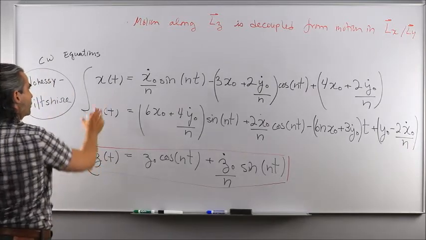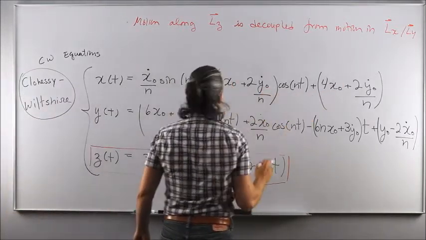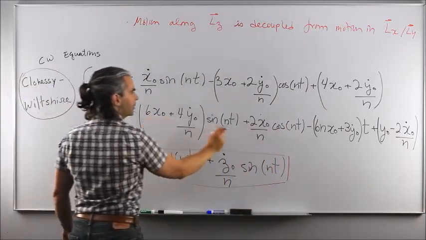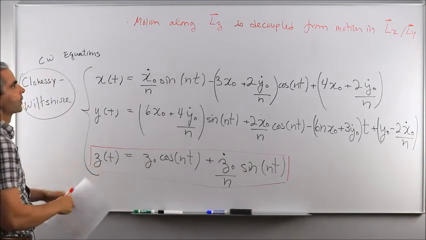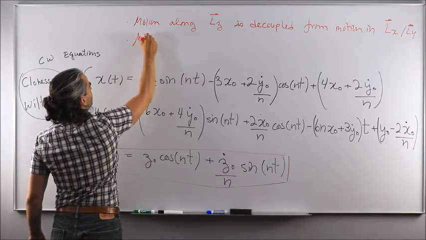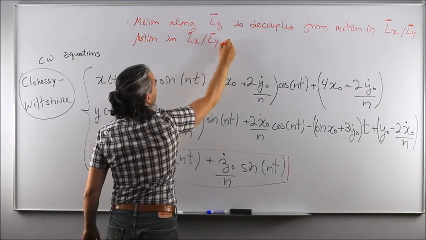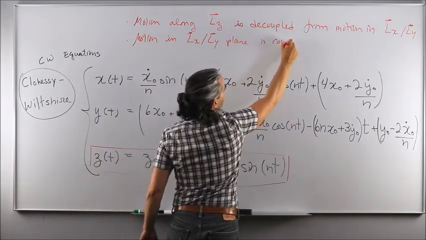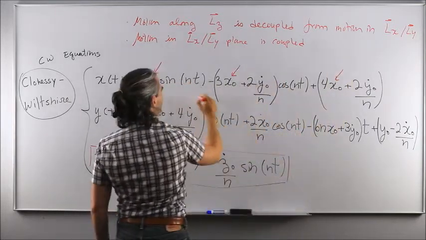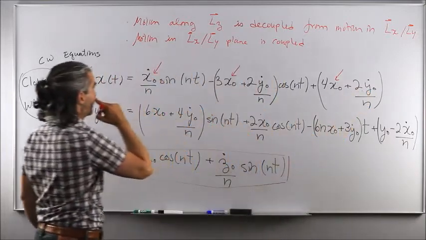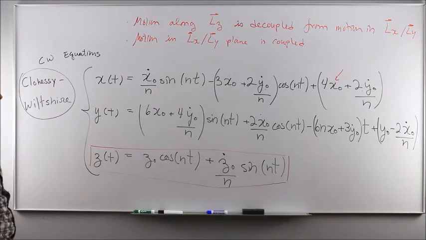Completely decoupled. And vice versa, if you look at those two equations, you see that X is only a function of X initial conditions and Y initial conditions, and Y is only a function of X initial conditions and Y initial conditions as well. So those two aren't functions of Z initial conditions. So we could say that the motion in the Lx, Ly plane is coupled, right? Because x is a function of x variables, but also y variables. So x, y are coupled together. That's all I wanted to say here. What else is interesting?